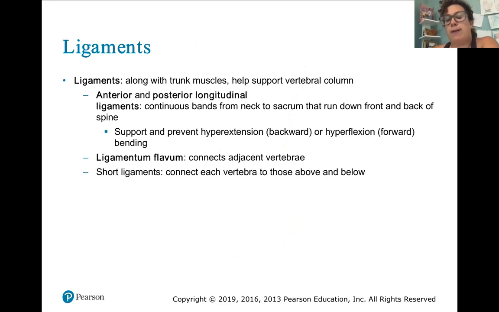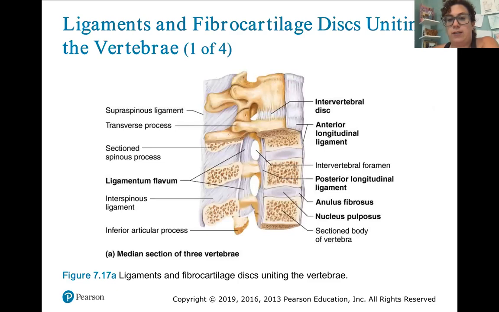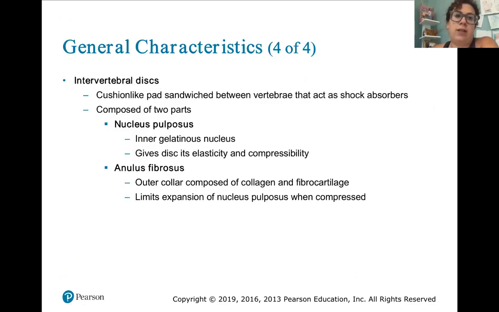We also have something called the ligamentum flavum, which connects all the adjacent vertebrae. So this is a nice little representation where you see the ligamentum flavum, which connects between each vertebra. And then we have the anterior and posterior longitudinal ligaments that go all the way down, all the way up. Okay, who here has heard of a slipped disc or herniated disc?